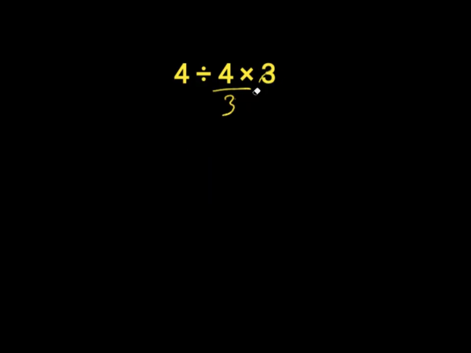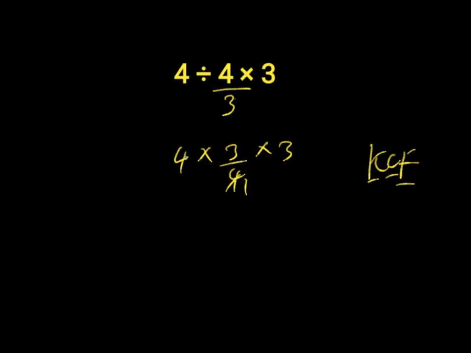First of all, we are going to work with our division, which is 4 divided by 4 over 3. Now we are going to introduce KCF. K stands for keep, C stands for change, and F stands for flip. We are going to keep, change division to multiplication, then flip 4 over 3 to 3 over 4, then multiply by 3 here.